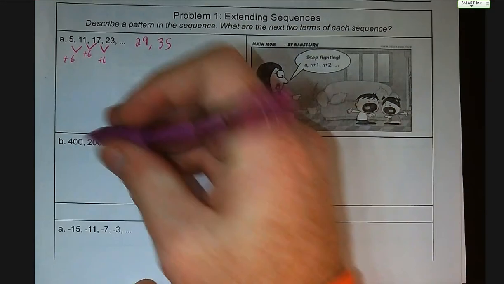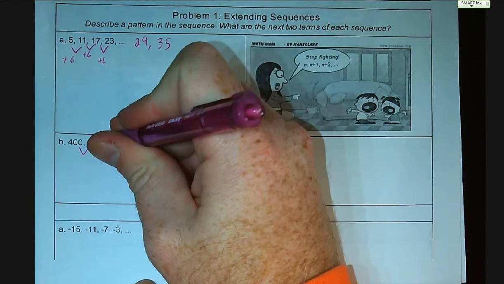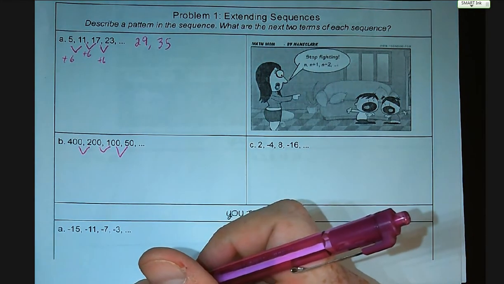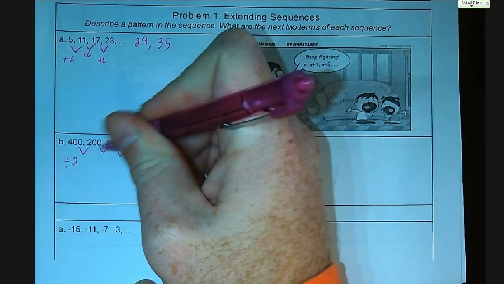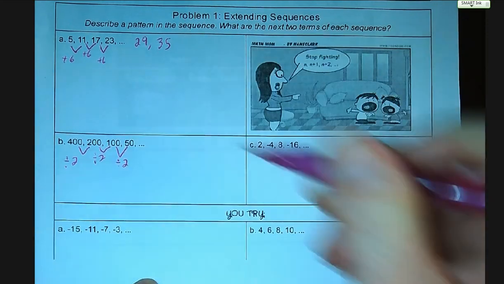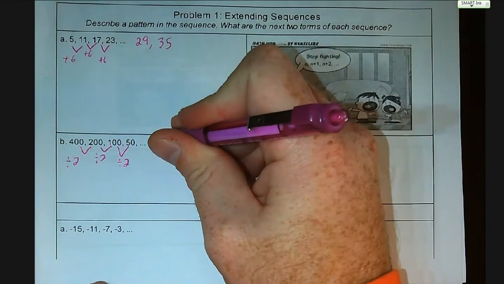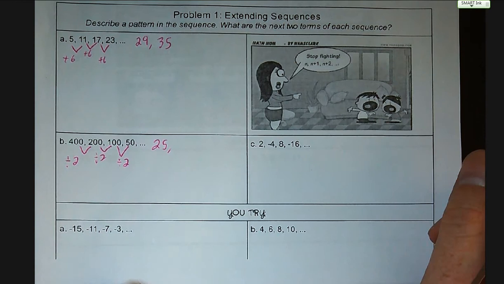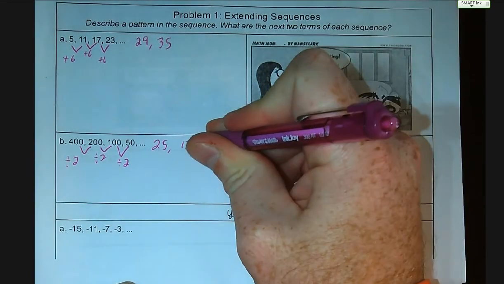Going down to letter B, the first term we have is 400, then 200, 100, and then 50. A big takeaway that we notice right away is that these are halving as they go down. We're dividing by 2 every single time. So to keep up that pattern, we have to divide 50 by 2. 50 divided by 2 is 25. Then we keep going with that constant rate and divide 25 by 2, and that'll give us 12.5.